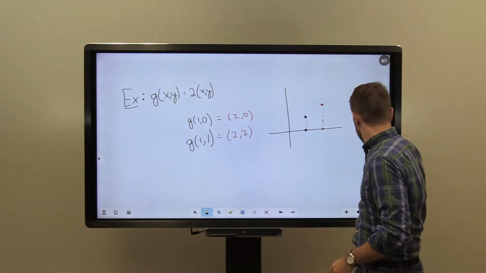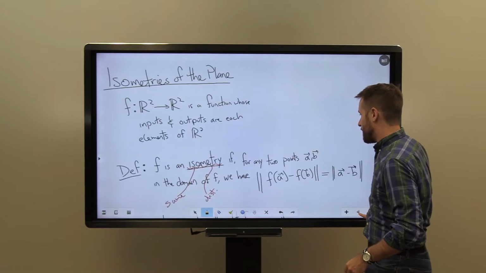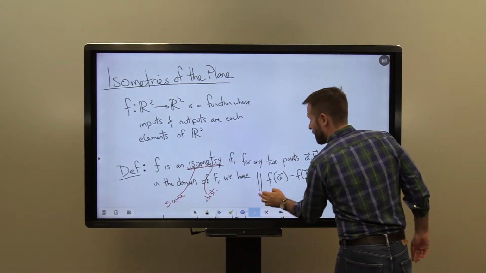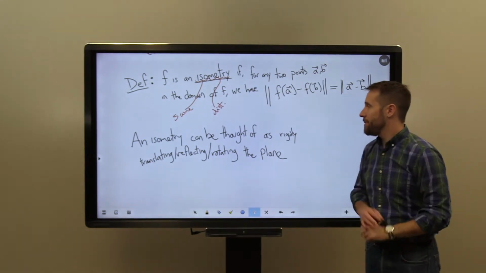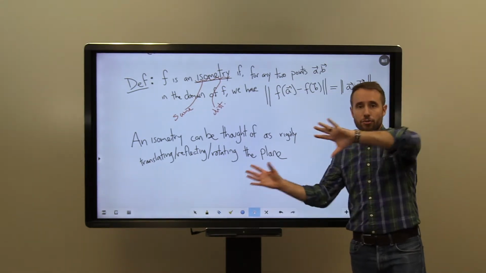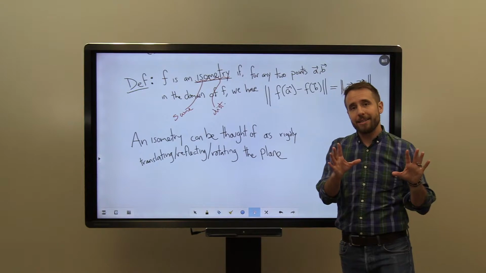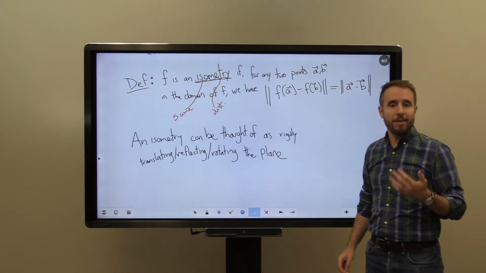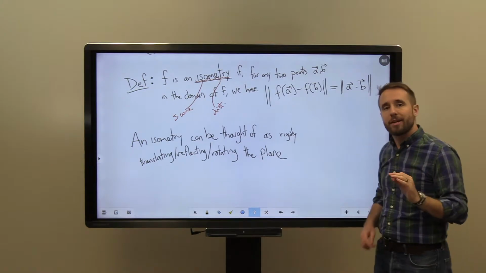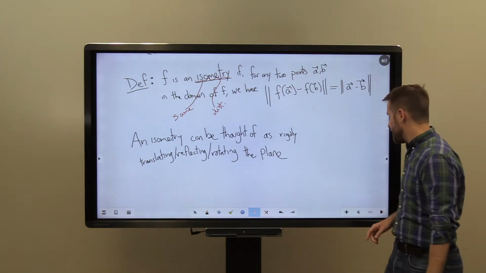All right, so it turns out, let's go back a second. It turns out that an isometry can largely be thought of as rigidly translating the plane, reflecting the plane, or rotating the plane. And we'll see in a little bit that these are really the only options when it comes to an isometry of the plane.